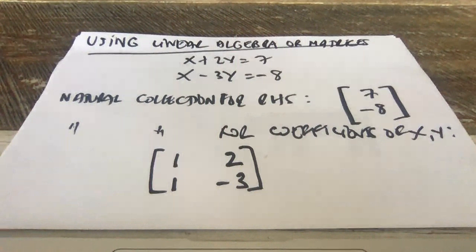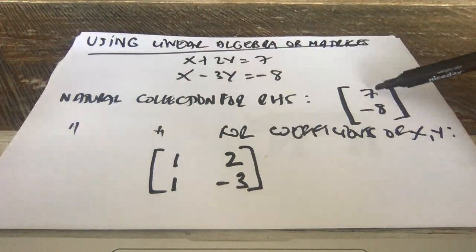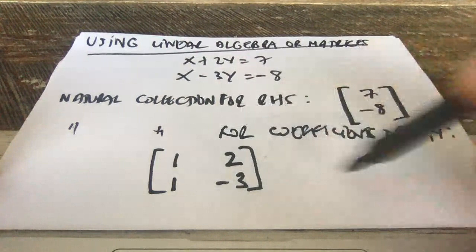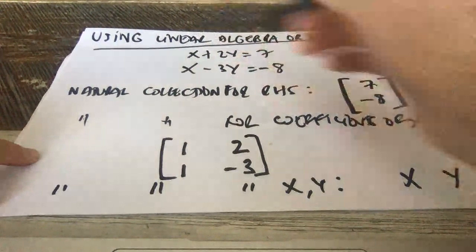So far so good. Now, the only thing that's missing is a natural collection for x and y. Would you agree? We've got a collection for the right-hand side, and one for the coefficients of x and y, which is a square 2x2 matrix. It would seem natural that the collection for x and y is just x y, right? You put a thing here and a thing here.